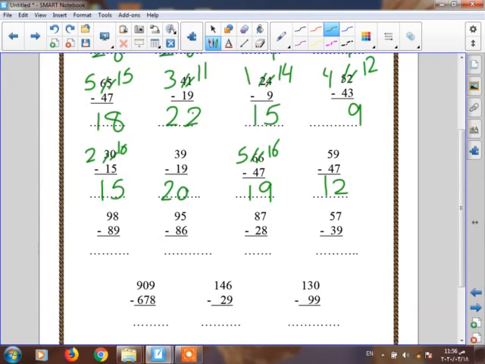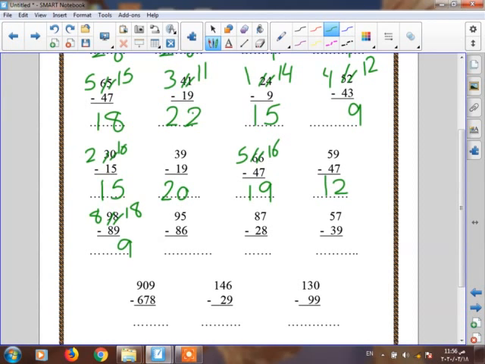98 minus 89. I start from ones. 8 minus 9, no we can't. Borrow 1 from 9, 9 becomes 8 and 8 becomes 18. 18 minus 9, after 9, 10, 11, 12, 13, 14, 15, 16, 17, 18. How many? 9. After this, 8 minus 8 equals 0. 0 on left, no value.